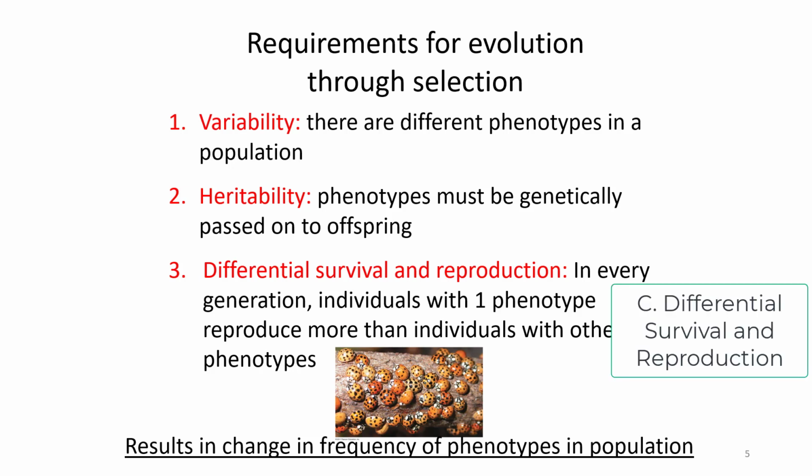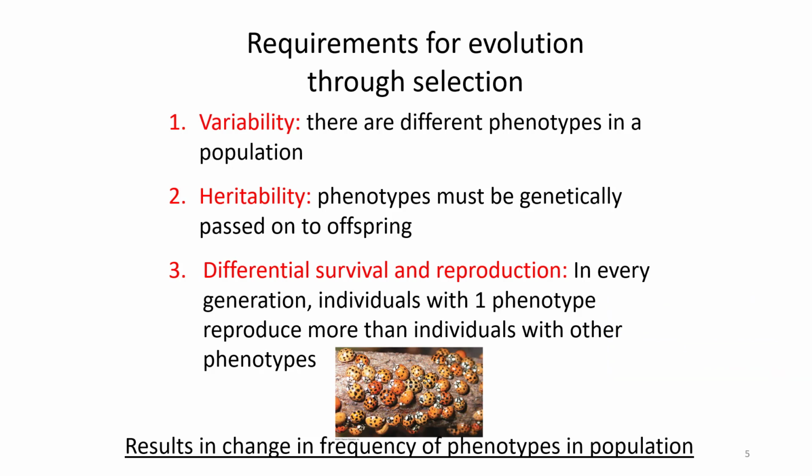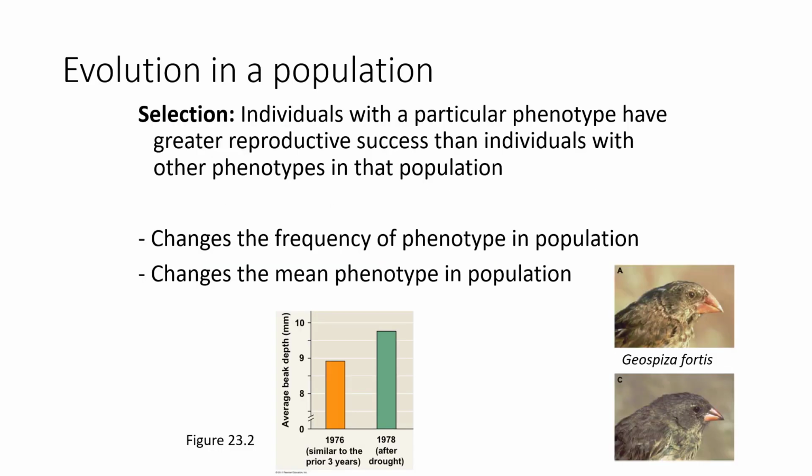And next, there must be differential survival and reproduction, such that there's one phenotype reproducing more than other phenotypes. This results in a change in frequency of phenotypes in a population, and thus a change in the frequency of alleles in that population over generations. So there is selection, which means individuals with a particular phenotype have a greater reproductive success than individuals with other phenotypes in that population. And over time, that phenotype will become more common.